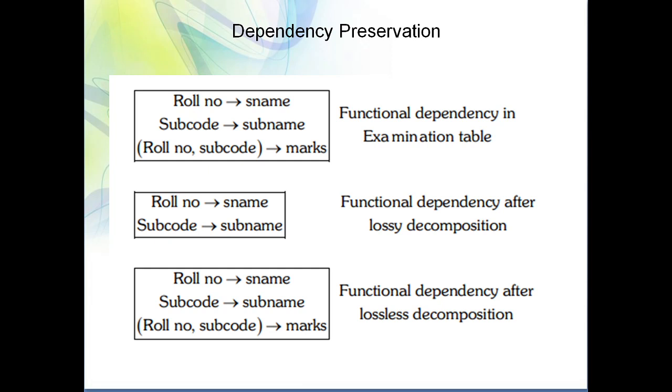What is decomposition? The process of splitting or breaking one large table into a number of subtables, so as to remove the redundancy, the anomalies, and the inconsistency. And there are two types of decomposition. One is lossless decomposition and the second one is lossy decomposition. And there are three properties of decomposition: lossy, lossless, and dependency preservation. So out of these, what are the desirable properties? Lossless decomposition and dependency preservation are the two desirable properties, whereas lossy decomposition is not a desirable property.